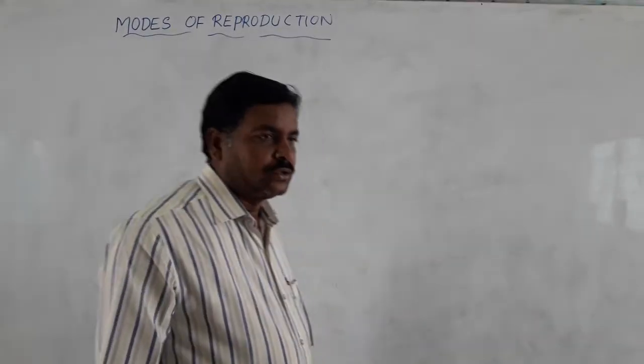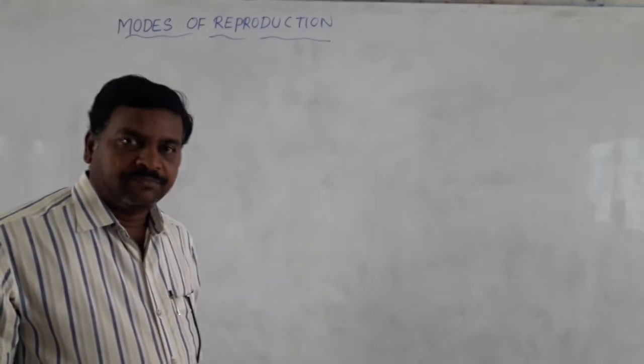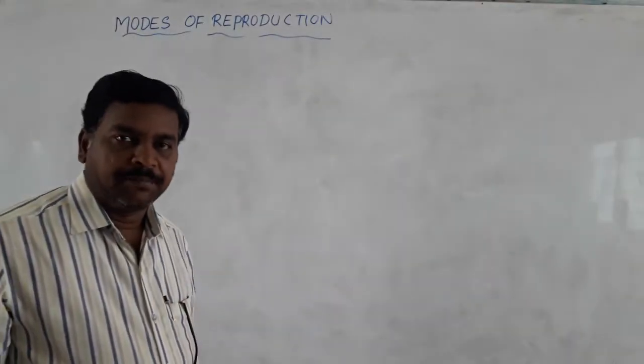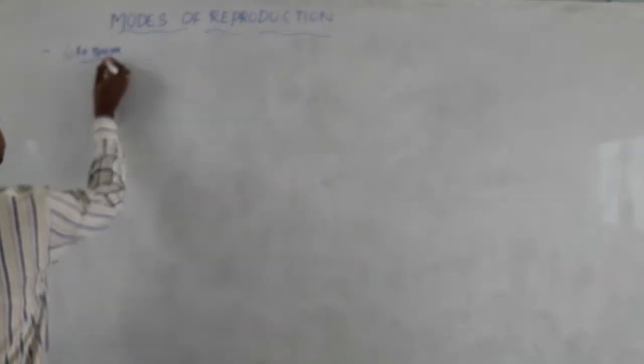Students, now coming to another chapter, modes of reproduction. Every organism can live only a certain period of time. Such a period from birth to natural death is considered as lifespan. This is called lifespan.